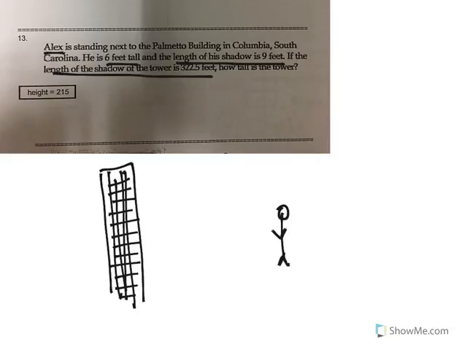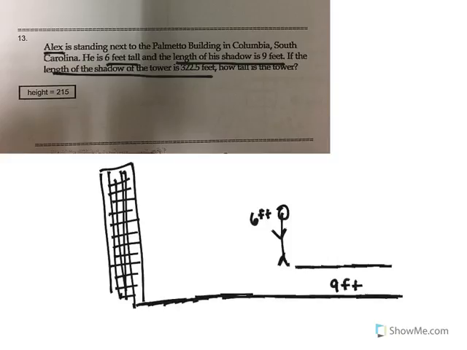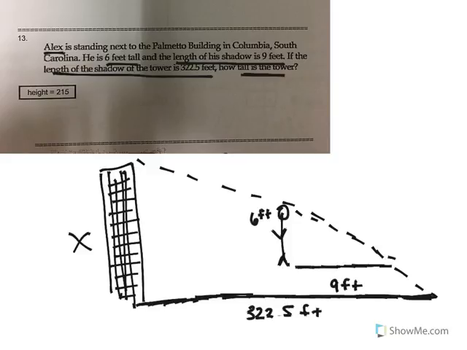Now, Alex is 6 feet tall, okay? And the length of his shadow right here is 9 feet. The length of the shadow of the tower is 322.5 feet. So I have created two similar triangles here, right? Now I just need to find how tall the building is, or the tower rather.